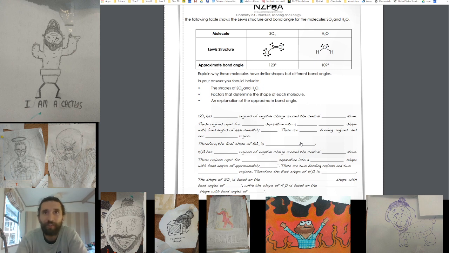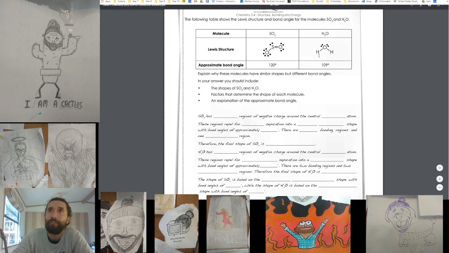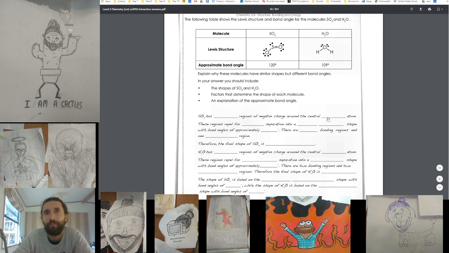So, sulfur dioxide has 3 regions of negative charge around the central sulfur atom. These regions repel for maximum separation into a trigonal planar shape with bond angles of 120 degrees. There are 2 bonding and 1 non-bonding region. Therefore, the final shape of sulfur dioxide is bent. You can say bent 3 regions, but really, because we've said it's got a bond angle of 120, that already explains it.